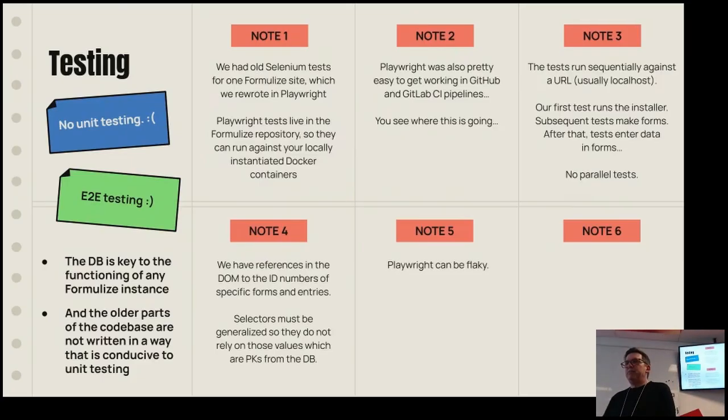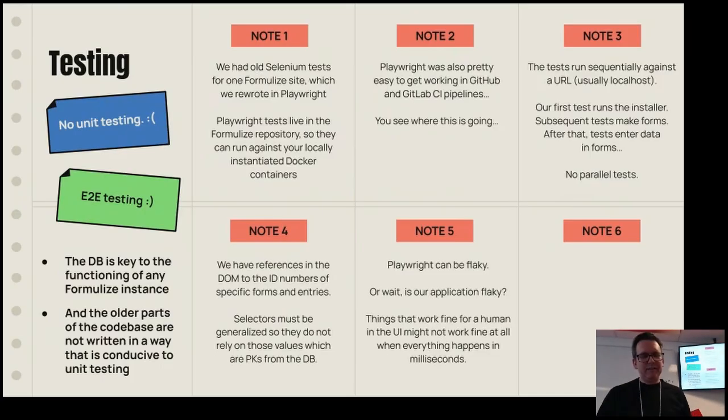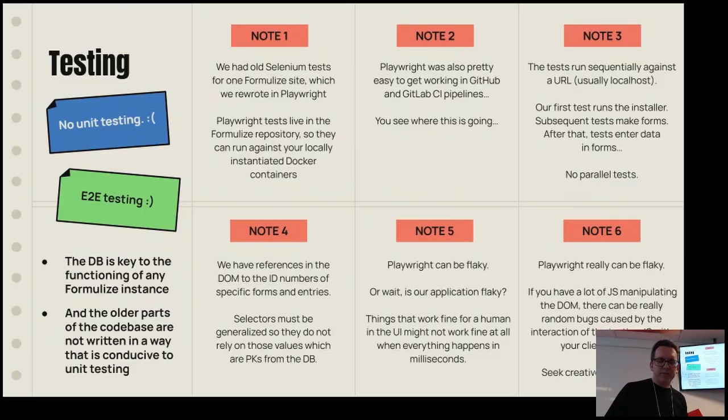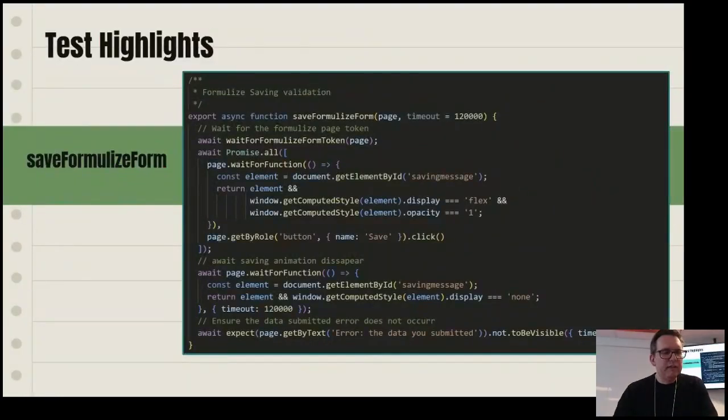Also, Playwright can be flaky. Or wait, is our application flaky? Maybe it's our application. Things that work fine for a human in the UI might not work fine when everything's happening in 12 milliseconds. So you really have to start taking that into account. And I got some examples of that too. Playwright really can be flaky though. If you have a lot of JS doing stuff with the DOM in those 12 milliseconds while Playwright's trying to do something, you can just get weird interaction effects. So you might have to do some creative workarounds. Some examples of things we had to do that are a little unusual.